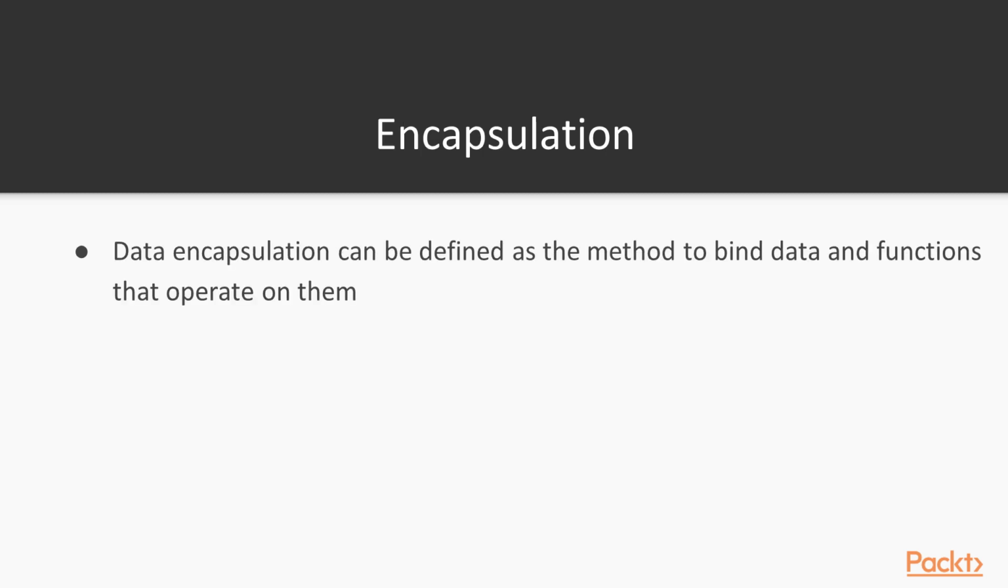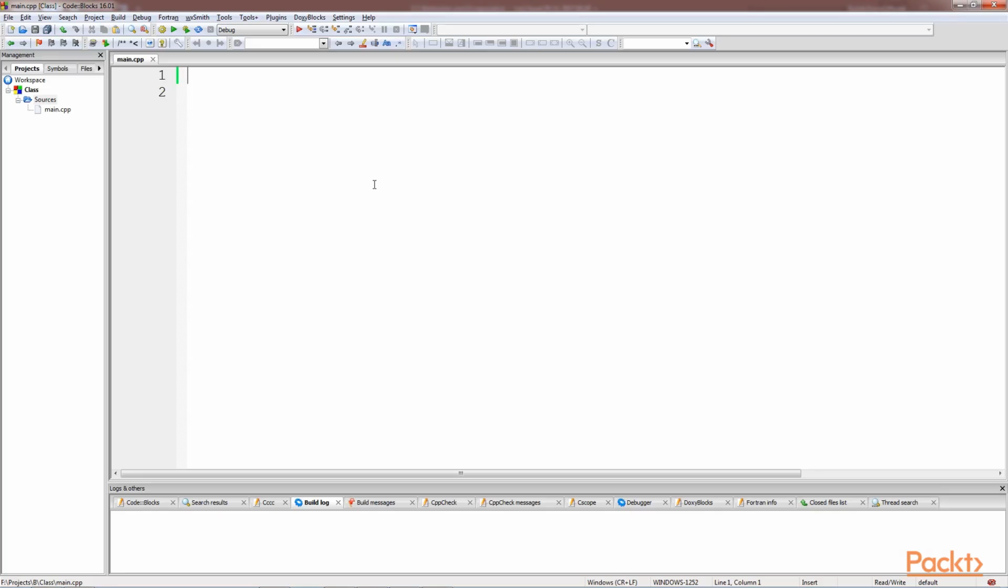And encapsulation can be defined as the method that binds the data and functions in such a way that they are bundled and can be shared pretty easily. So let's understand these concepts of abstraction and encapsulation using an example. What we have done here is we have created a new project and deleted the entire code. So that's what we have done so far.